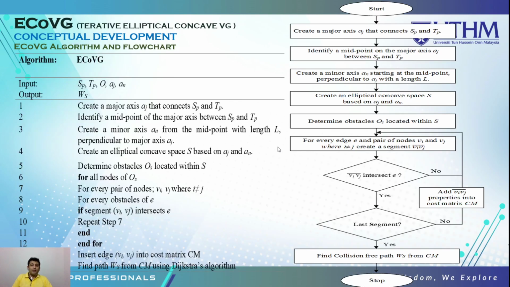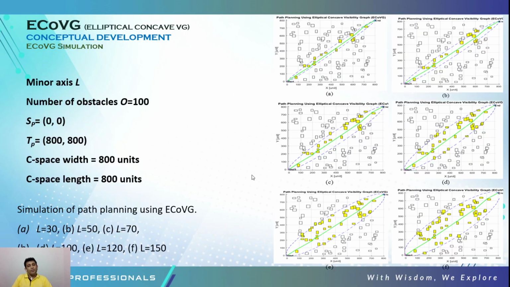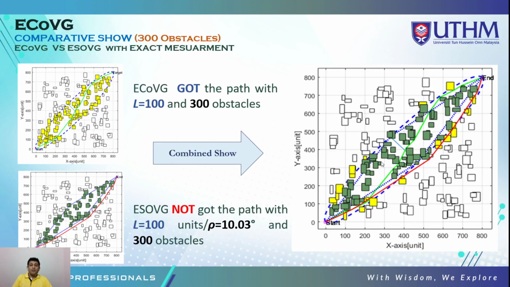Next, this is the EQVG flow algorithm and flow chart. How it works I already explained in the previous slide. So if you see L equal to 30, it looks like this. If L equal to 150, it is like this, meaning the shape is increased. So based on L increasing, the shape is increased.